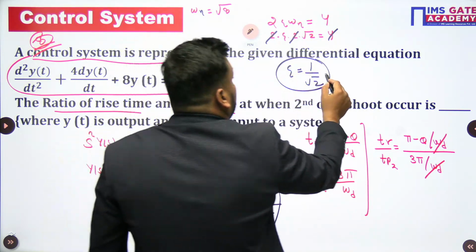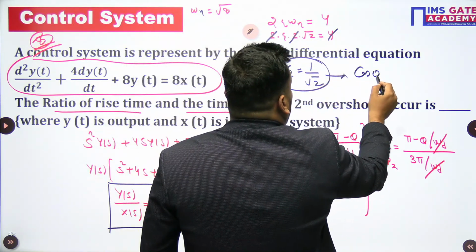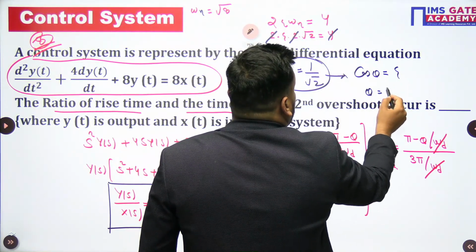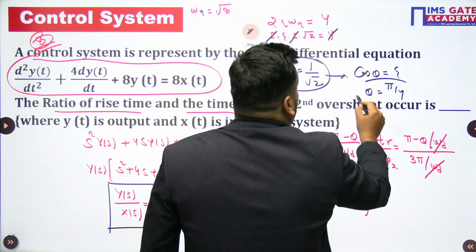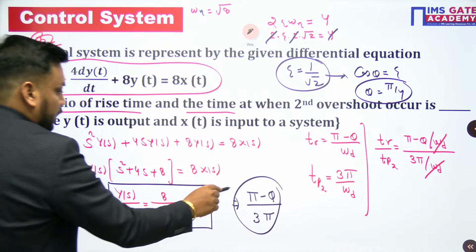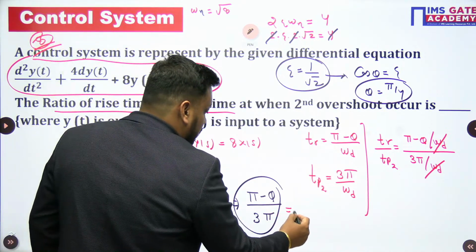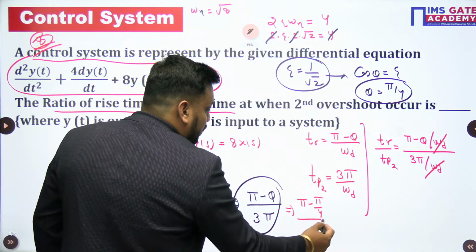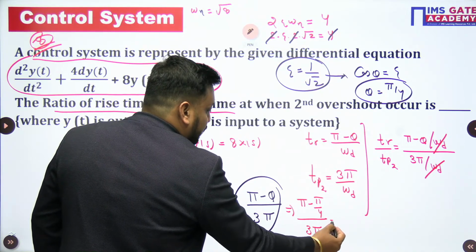And if zeta is 1 by root 2, your cos theta is actually zeta. So theta is nothing but pi by 4, theta is 45 degrees. We are just looking for the theta value here. So your answer is pi minus pi by 4 upon 3 pi. This is your final answer.